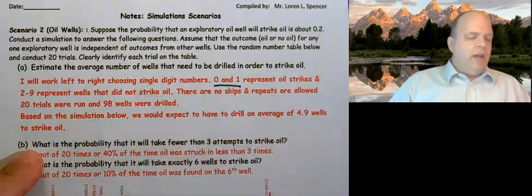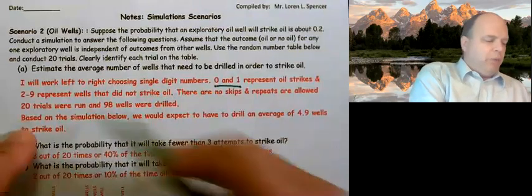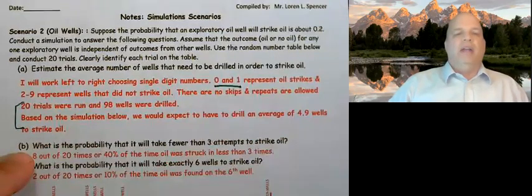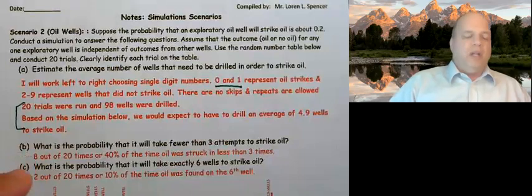So 0 and 1 represent the oil strikes, and the other numbers, 2 through 9, represent wells that did not strike oil. There are no skips, and repeats are allowed. Now, before I can get to this next part, which I know you can read the answer, I need to go ahead and run the simulation.